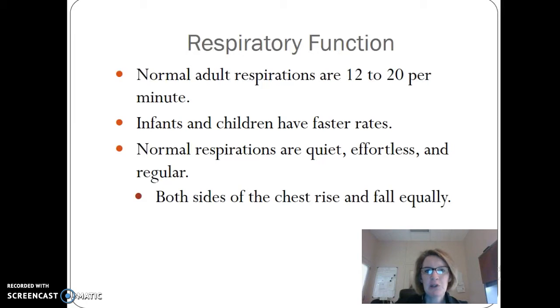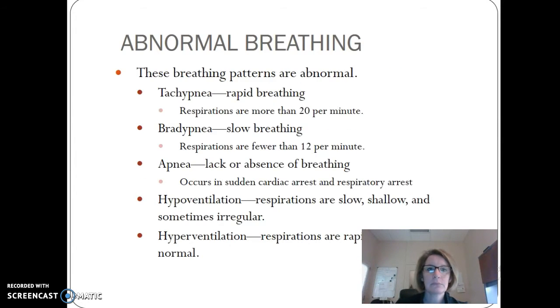Normal adult respirations, if you remember back from our vital signs section, are 12 to 20 per minute. Infants and children have faster rates. Normal respirations are the way we breathe every day, and they're quiet, effortless, and regular. Both sides of the chest will rise and fall equally.